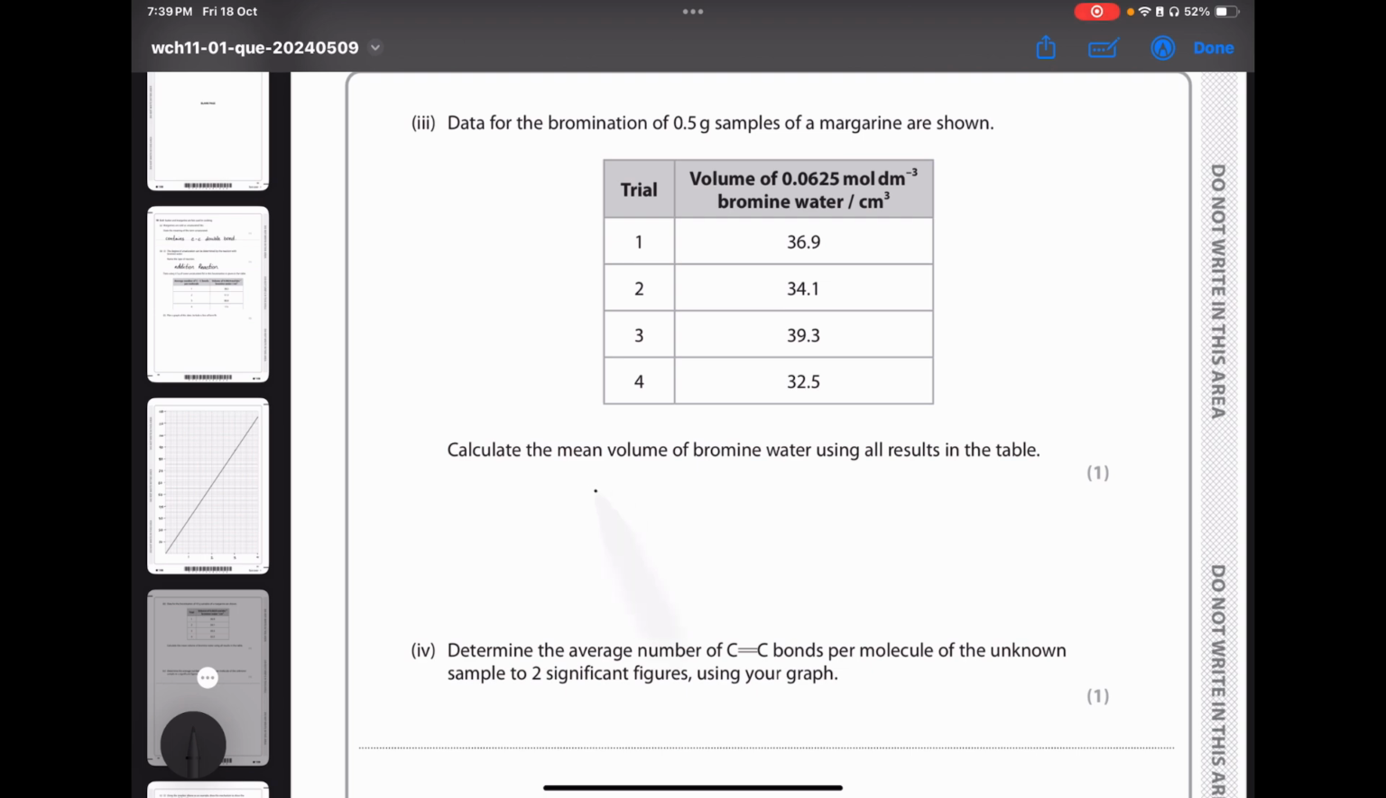Okay, the mean is going to be simple, 36.9 plus 34.1 plus 39.3 plus 42.5 over 4 values. We get a value of 35.7.